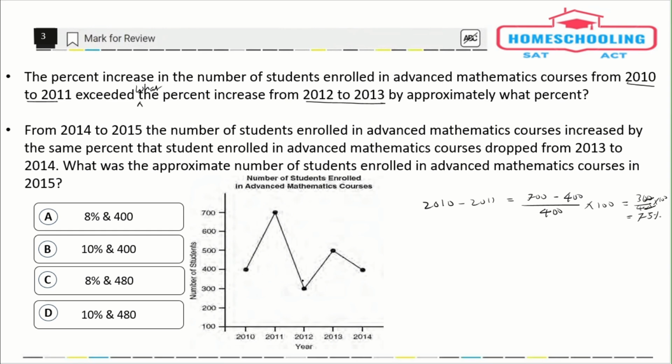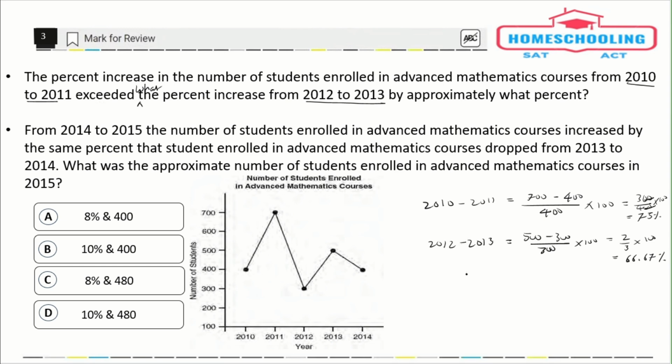Let's find the percentage increase or decrease between 2012 and 2013. As we can see on this graph, it is increasing from 2012 to 2013. The final value for 2013 was 500, and for 2012 it was 300, so 500 minus 300, divided by 300, into 100. So 200 by 300, so it would be 2 by 3, as we have read. 2 by 3 can be written as 66.67%.